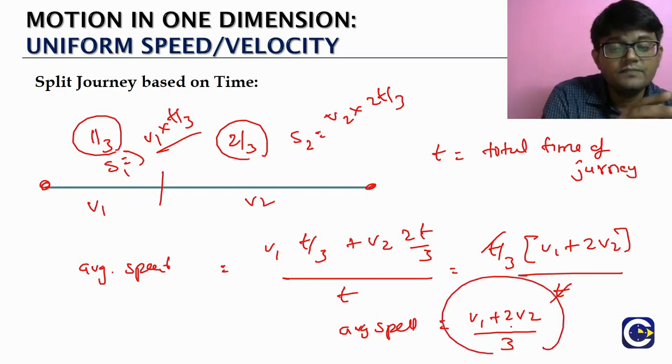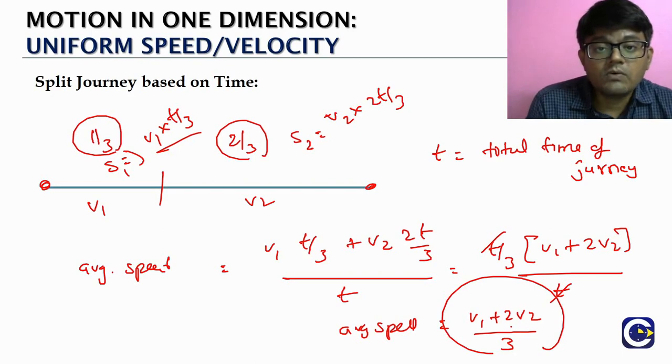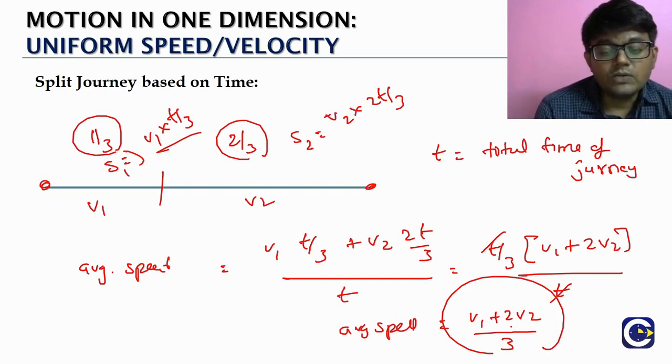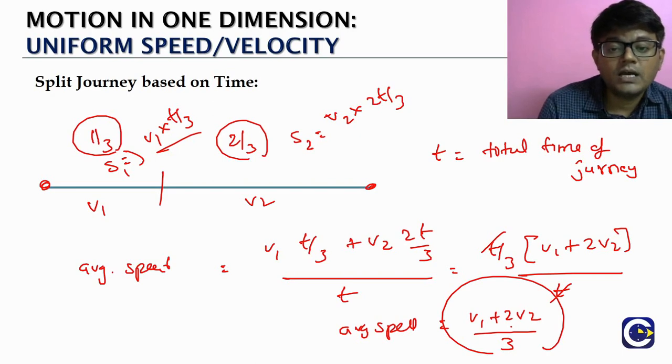So previously, if we divided the interval into 2 equal halves of time, what is the average speed formula? v1 plus v2 by 2. If I divide it like this, 1/3 of the time it is traveling with a speed v1, and the remaining 2/3 of the time it is traveling with a speed v2, then what is the average speed formula? v1 plus 2v2 by 3.